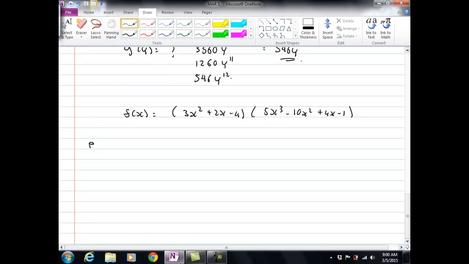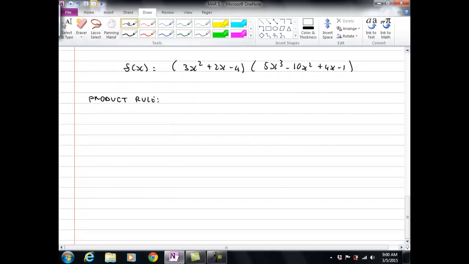This is called the product rule. Now, the book gives you a definition of the product rule. I'm going to copy it word for word, and I'm going to show you how complex it is. So here's the true definition. D over dx.